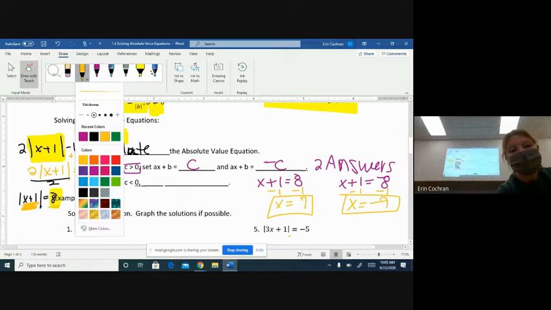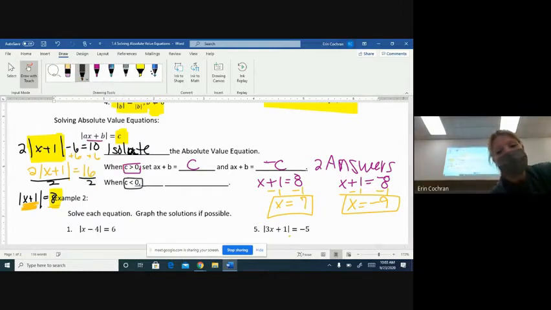Last one here. Now, if C is less than 0, what numbers are less than 0? Negative numbers. So if, say, we have the absolute value of x plus 1 is equal to negative 7, and this answer is negative, how many numbers are negative 7 units away from 0?